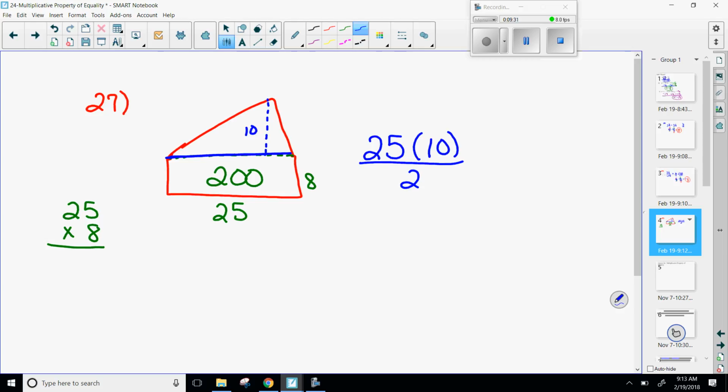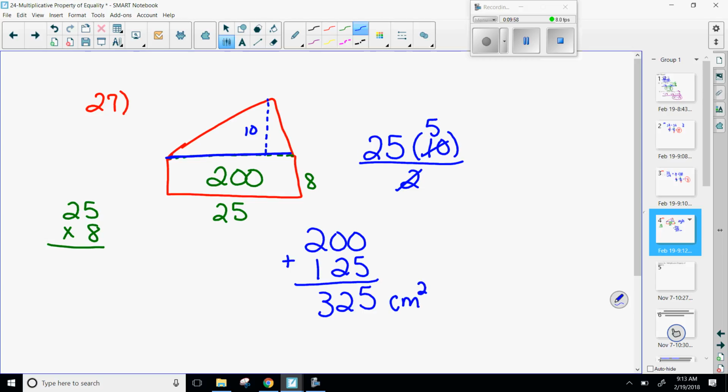I don't know if you know what half of 250 is. If not, 2 goes into 10 5 times, what's 5 times 25? 125. So we have the 200, which is the area of the rectangle, plus 125, which is the area of the triangle. The overall area is 325. What are your units? Centimeters, but we found area, so it needs to be squared.